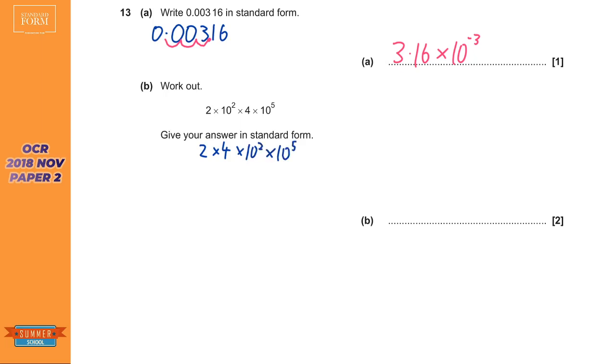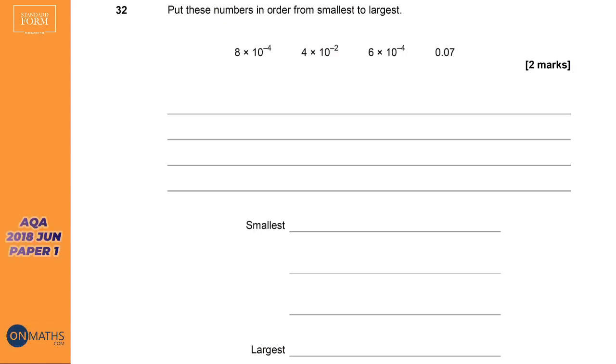Okay, so all we need to do is multiply the numbers. So it's 8, 2 times 4 is 8. Now the rules of indices say that when you times two powers with the same base, basically they both have 10 to the power of something, you add the powers together, you add the indices. So it's 10 to the power of 2 plus 5, which is 7. So our answer is 8 times 10 to the power of 7.